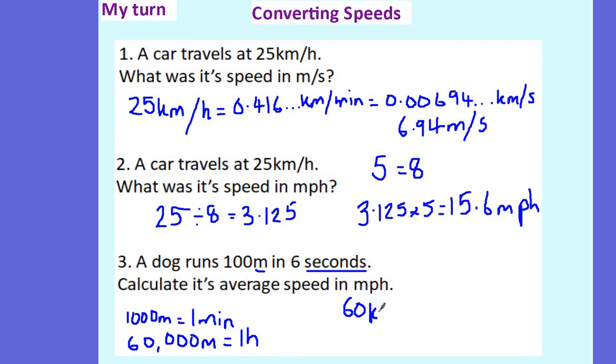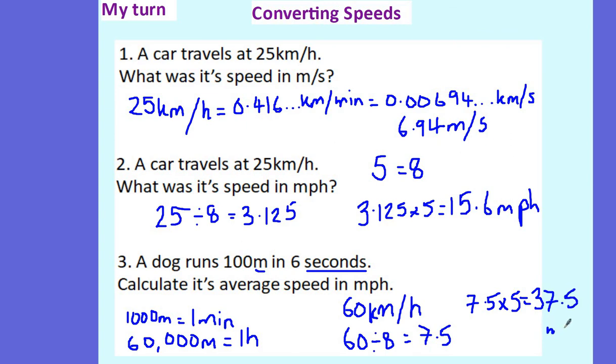So we're looking at 60 kilometres per hour. But we want miles per hour, so I need to take my 60, I divide it by 8, which gives me 7.5, and then 7.5 times 5 gives me 37.5 miles per hour.